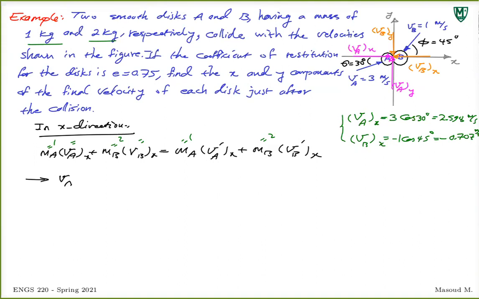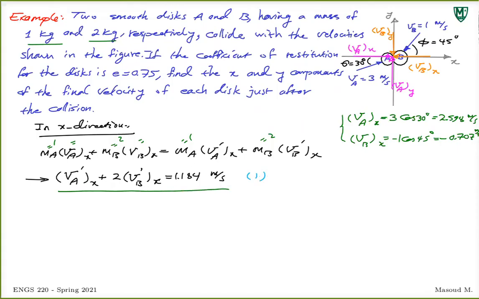You'll get VA prime x plus 2 VB prime x is equal to, well, whatever was VAx, which is 2 point something, minus 0.7. I can't do that in my head. I have to look at the number. You'll get 1.184 meter per second. Right? So this is one equation you get.